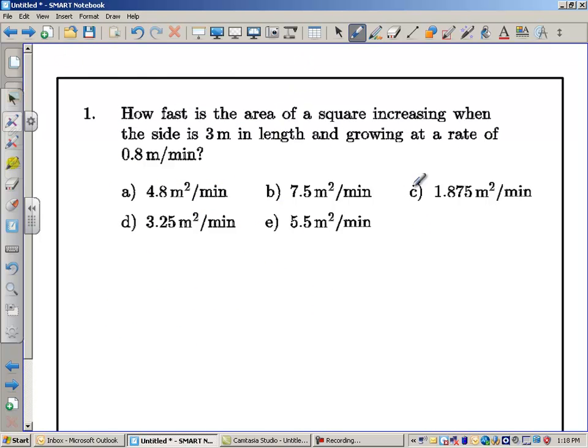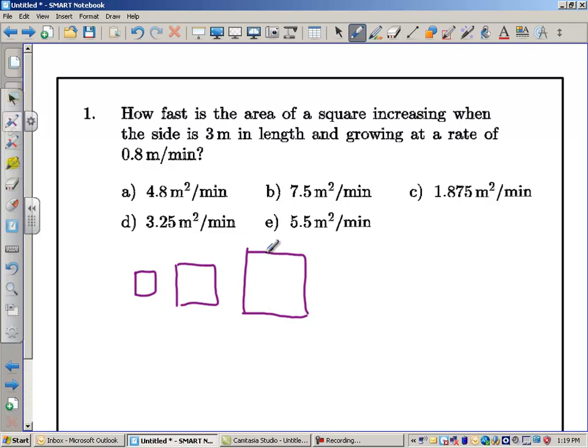How fast is the area of a square increasing when the side is 3 meters in length and growing at a rate of 0.8 meters per minute? So we're going to draw a little picture in motion. I have a square where the area is increasing. So this is my picture in motion. Look at my square. It's getting bigger. He's growing up. It's a grown up square.